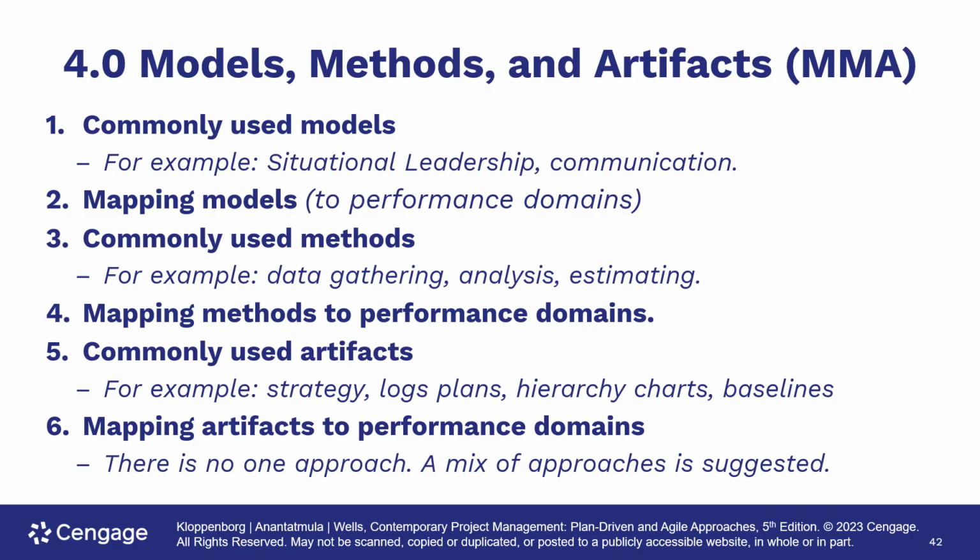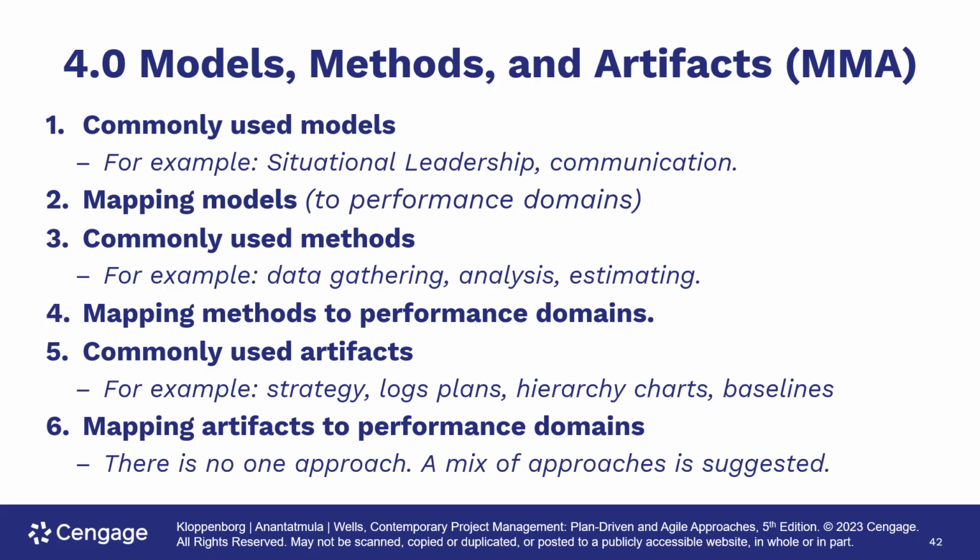So let's go ahead and talk about models, methods, and artifacts, what we call the acronym MMA. Number one is commonly used models. For example, situation, leadership, and communication. We've got the mapping models. There are commonly used methods like data gathering and analysis and estimating. You've got mapping methods for performance domains.